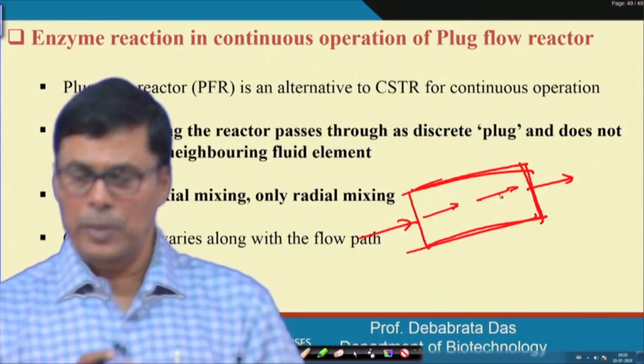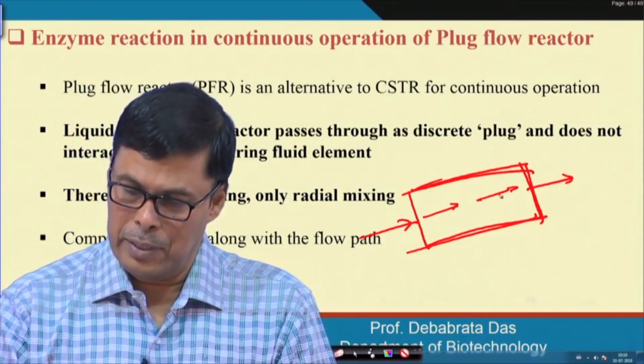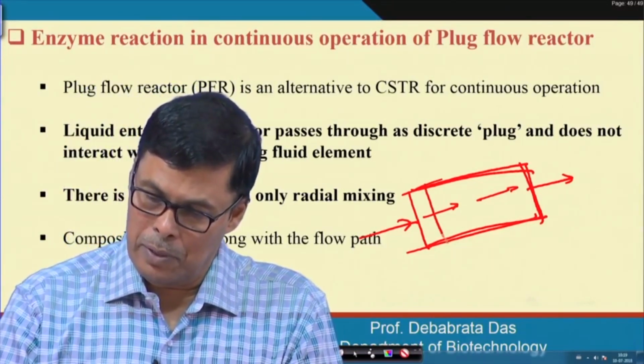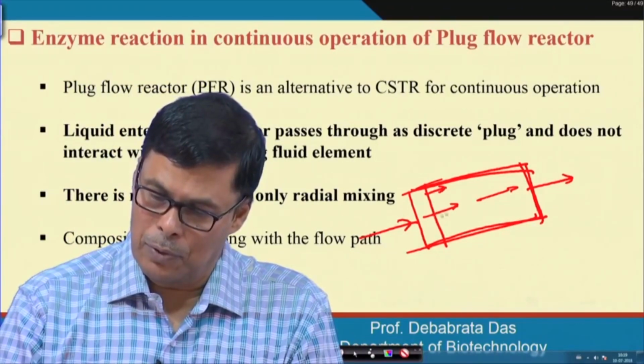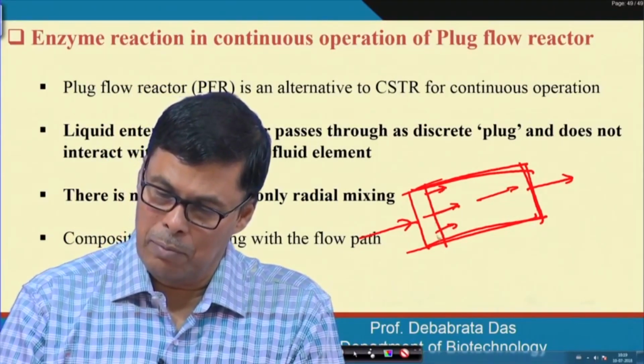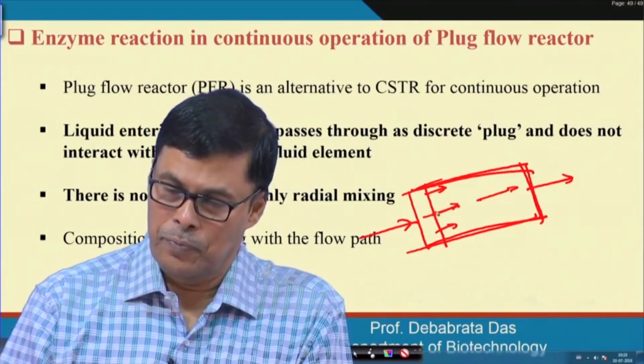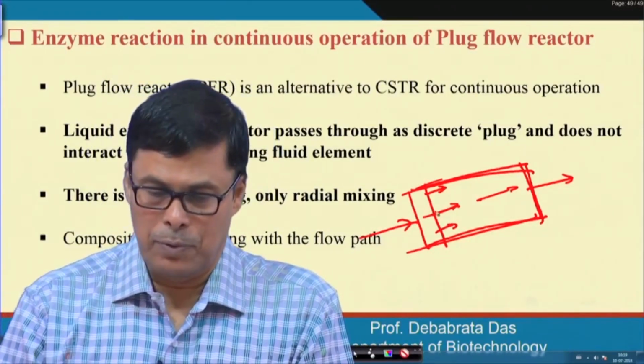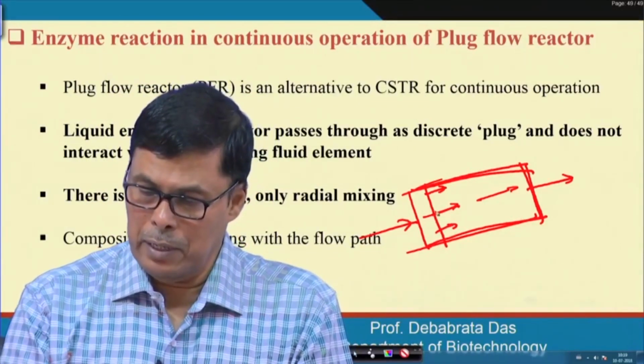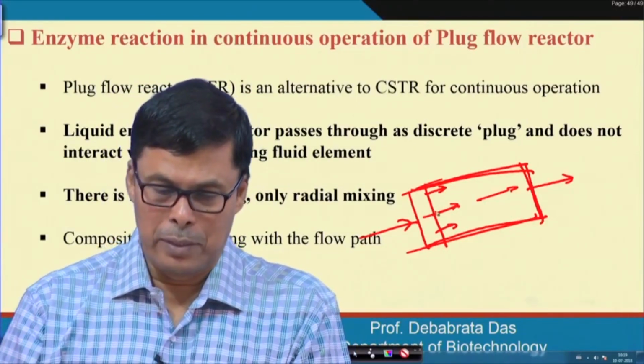Now, plug flow means that in a true sense, in an ideal plug flow, there should not be any kind of velocity gradient across the cross section of the tube. This is called ideal plug flow.